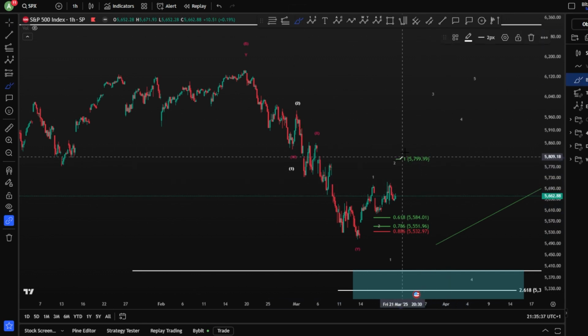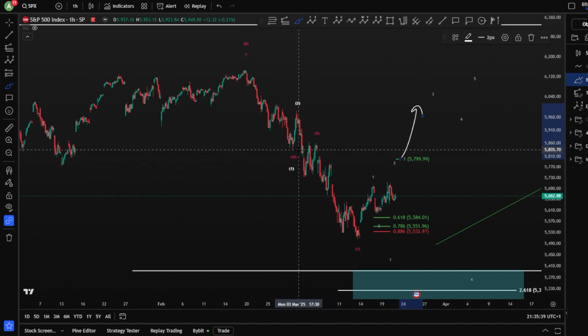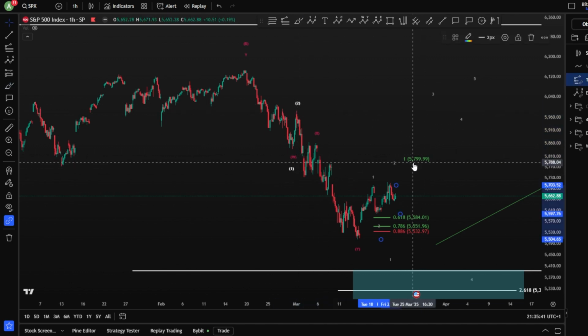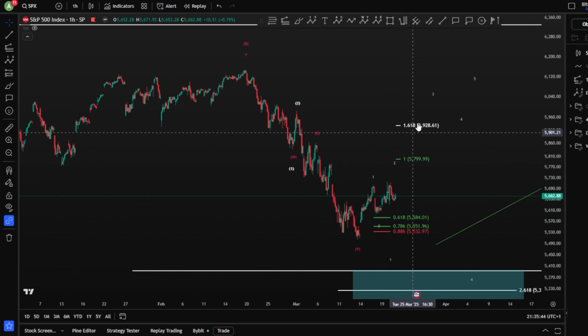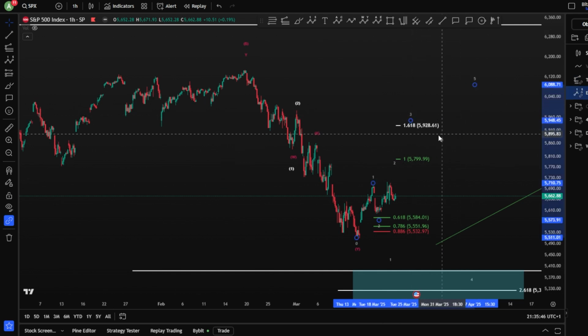If the price moves over the 5,800, you have to move directly to the 1.618, which is your wave 3, which is bullish.